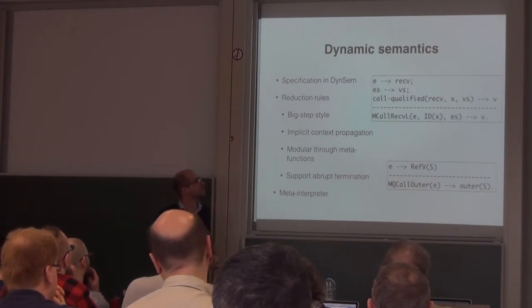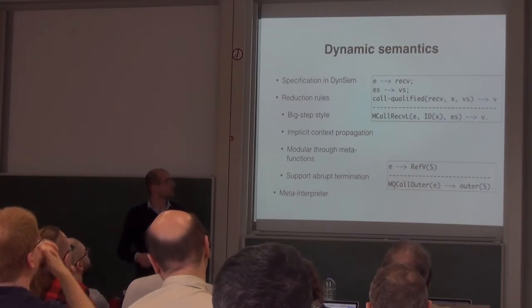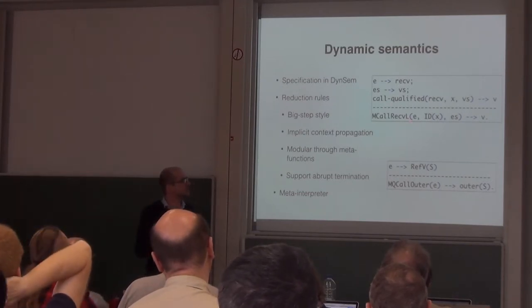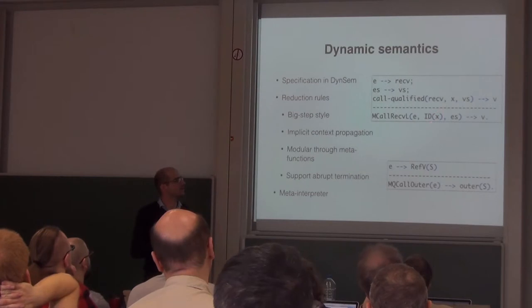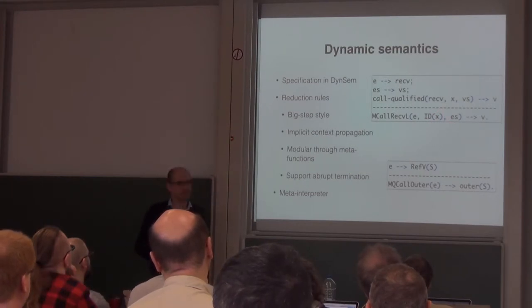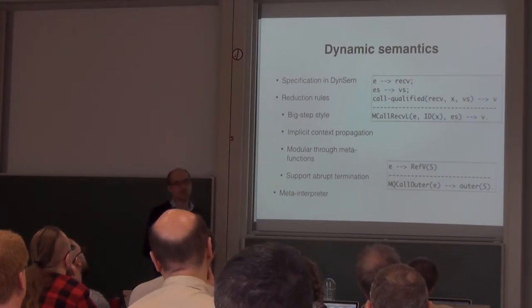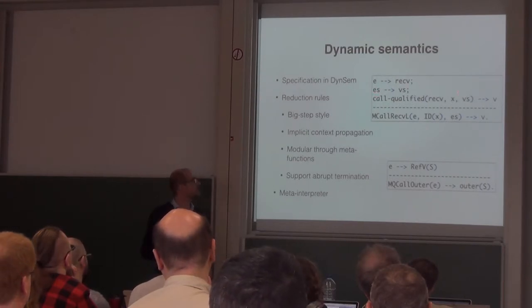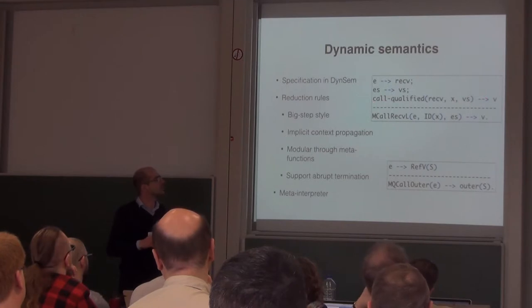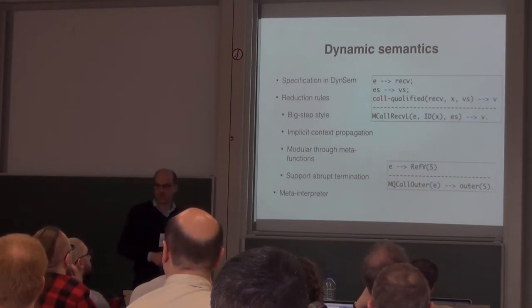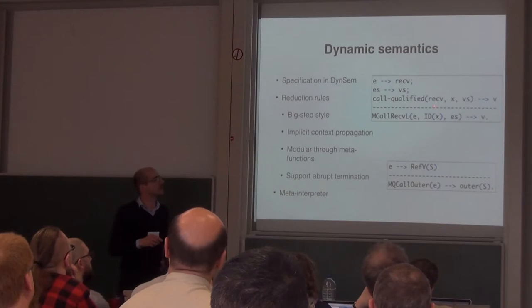So, for example, this is the reduction rule corresponding to a qualified method call. So a method call consists of a receiver expression, a name of the method to invoke, and a list of argument expressions. And that should evaluate to a value. And the first thing we do is we evaluate E to some receiver. We evaluate the argument expressions to some list of values. And we call onto the call qualified method function to actually make the call.